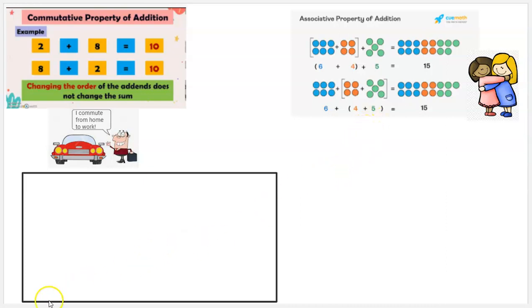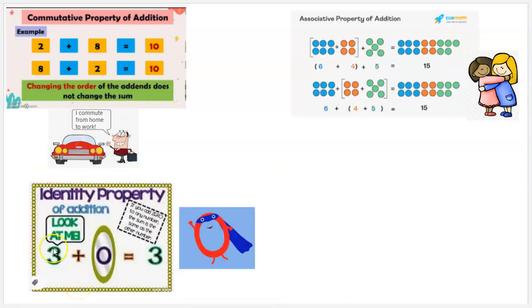The last property of addition that we're going to talk about is the identity property of addition. The identity property of addition tells us that if you add a 0 to any number, the sum is the same as that other number. In the example here, we have a 3, and it's being added to a 0, and it equals 3. The identity of the 3 has not changed.